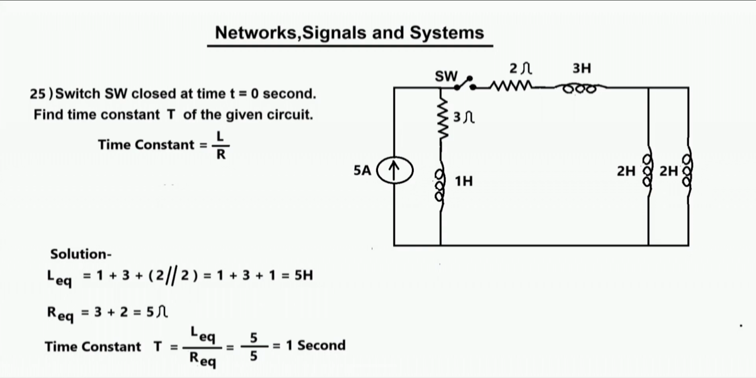And the equivalent resistance of the circuit equals 3 plus 2, 5 ohm. So time constant τ equals equivalent inductance divided by equivalent resistance. This equals 5 upon 5, equal to 1 second.